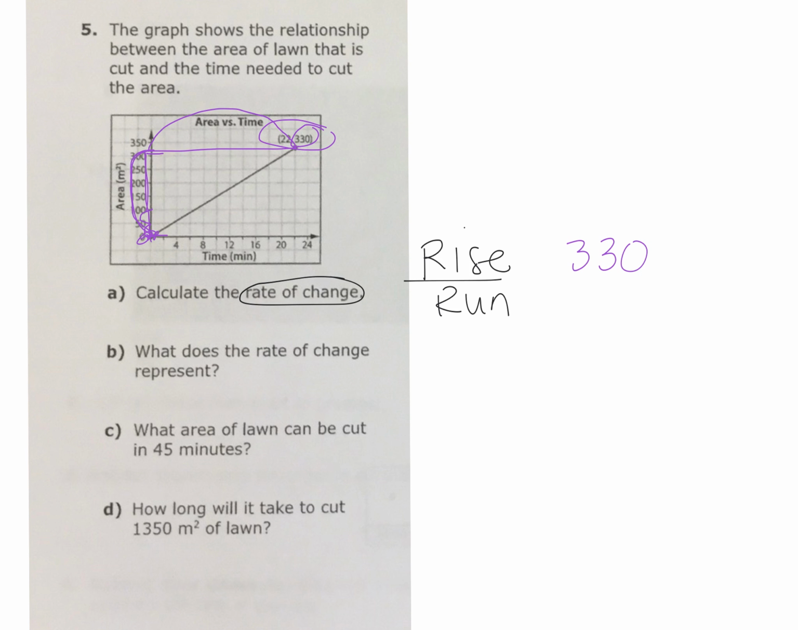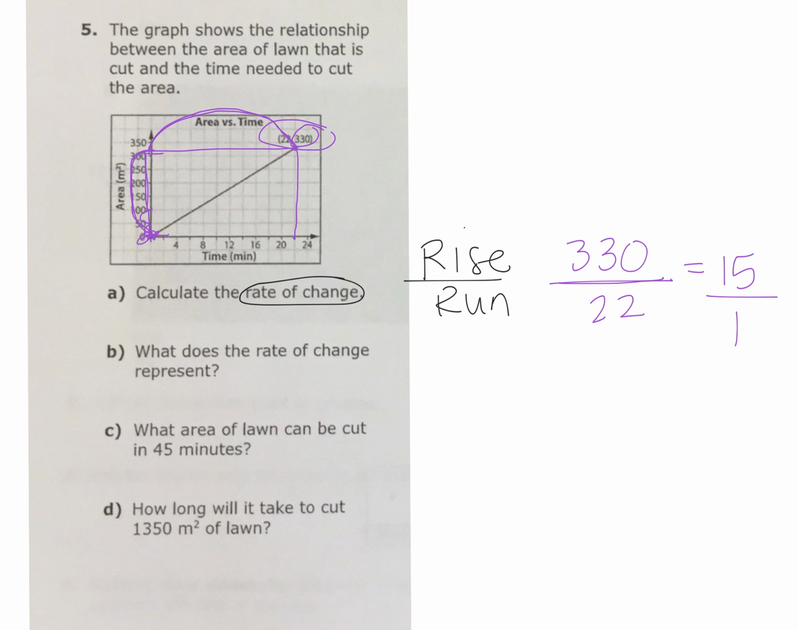It goes from 0 to what? 22. 0 to 22. It has a run of 22. We're gonna simplify that. 330 divided by 22 equals 15. Okay, so we're trying to figure out what it means in this context. The rate of change is 15 over 1, right?